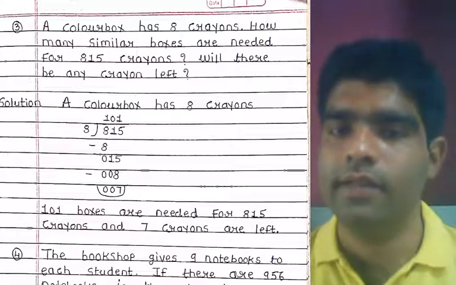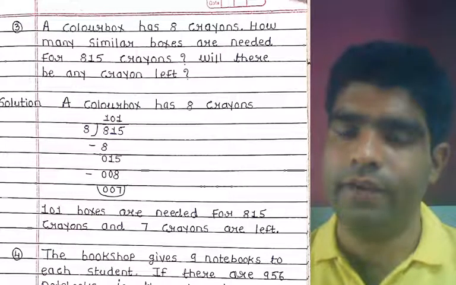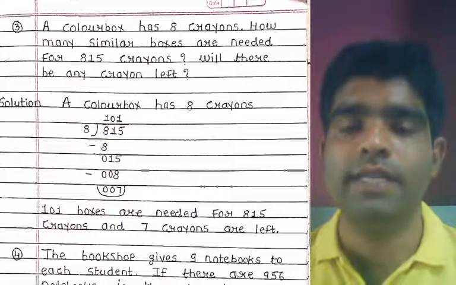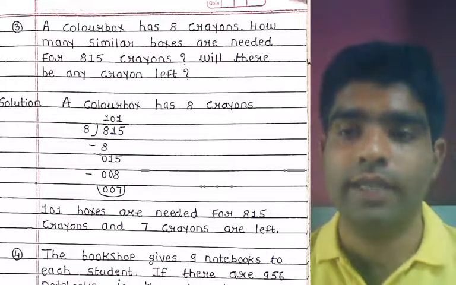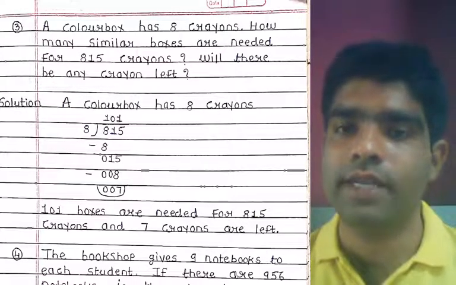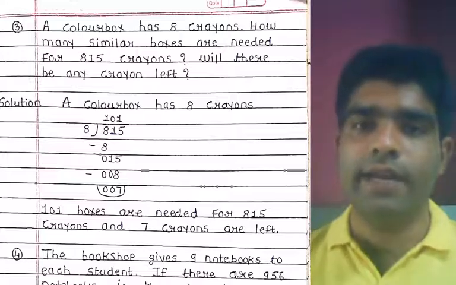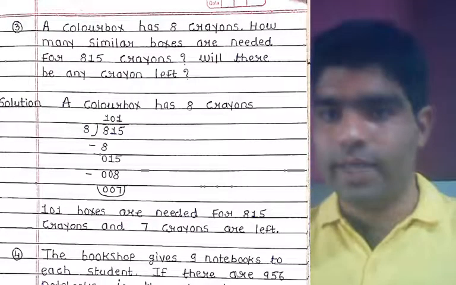Now listen here. The condition is given to you because the color box has 8 crayons, and how many similar boxes are needed for 815 crayons? It means using the division method. Why? Because the condition is given to you: a color box has 8 crayons. Now listen here, how many boxes are needed? That is why we are using the division method. Now we have to solve the example.